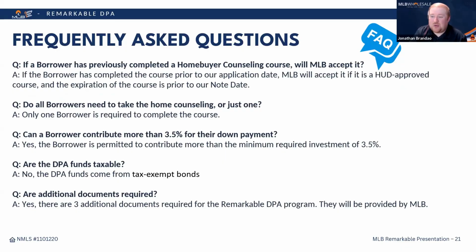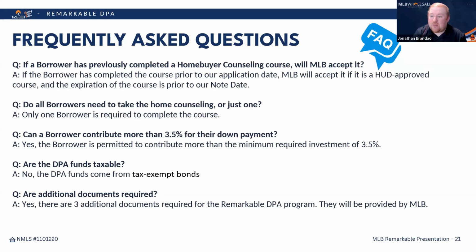The borrower is more than welcome to put down as much money towards the transaction as they are comfortable or able to do. But remember that this program only provides up to 3.5% in that grant towards the down payment. Are the DPA funds taxable? Somebody asked me this question before. The answer is no, because they actually come from tax exempt bonds. And then, are there additional documents required? Yes, there are three additional documents.